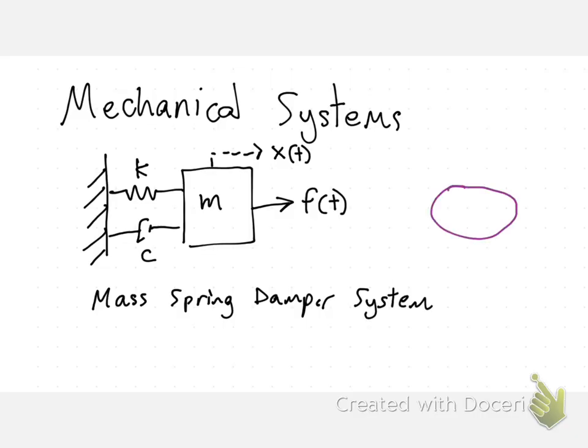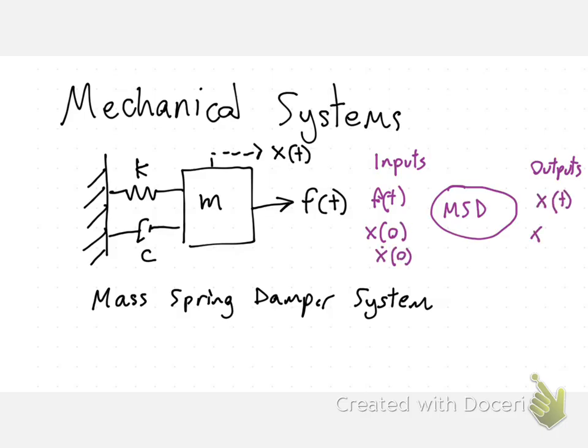And earlier we said that a system is going to be a collection of components that interact with one another. So in this case, the mass, the spring, and the damper are easily identified through title alone as the components. And we want to be able to map inputs to outputs. So if we have our mass spring damper system, our inputs might be the force that we apply upon it, so F of t, or our initial conditions. What's our initial velocity or our initial position?